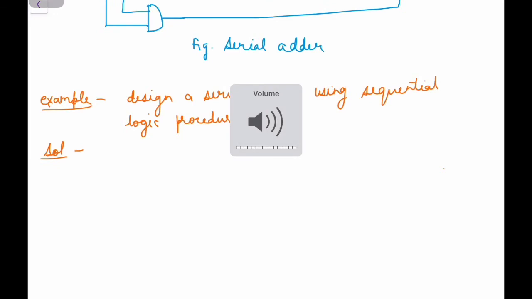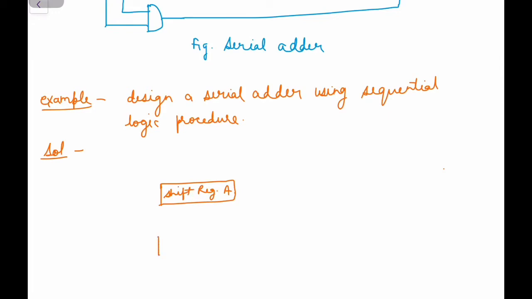Now we can also design a serial adder using a sequential logic process. Suppose we have two registers, and two 4-bit numbers are stored in shift registers A and B. We have to find the combinational circuit for the next state of the registers. This is shift register A and this is shift register B.